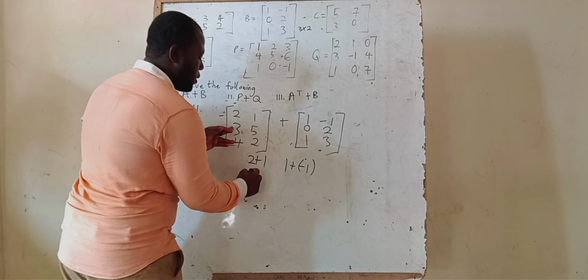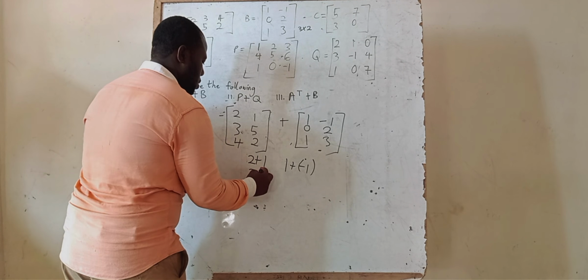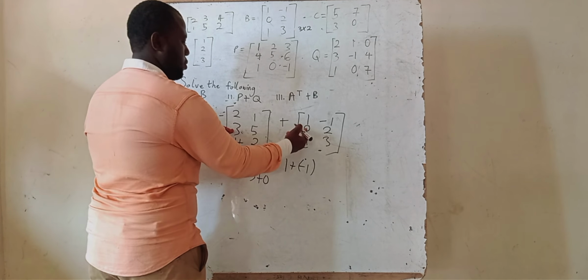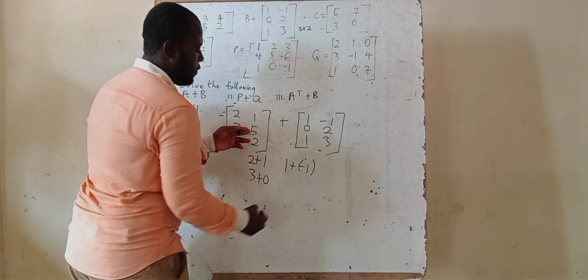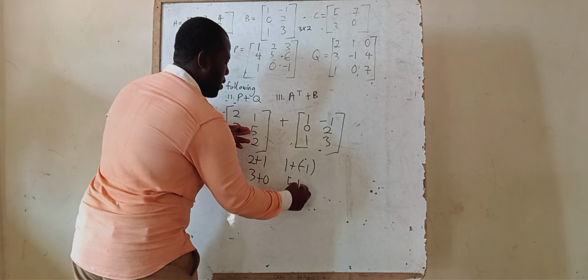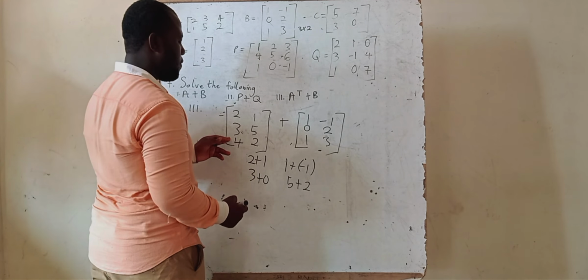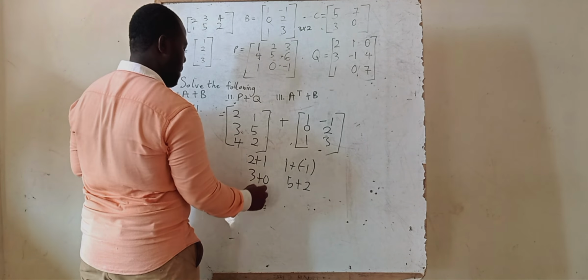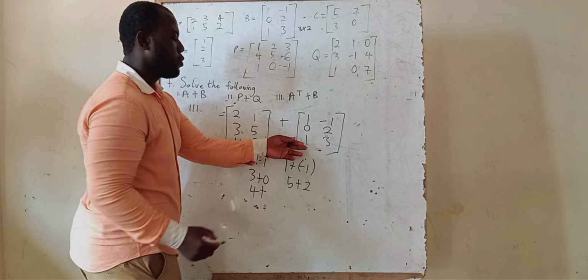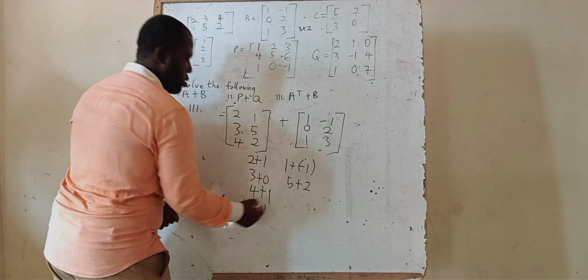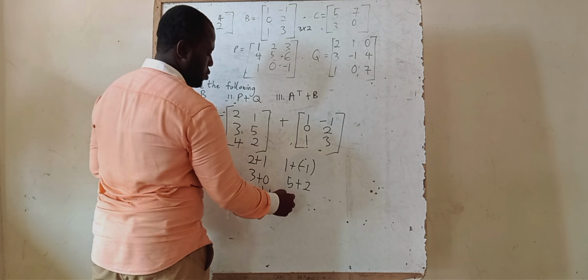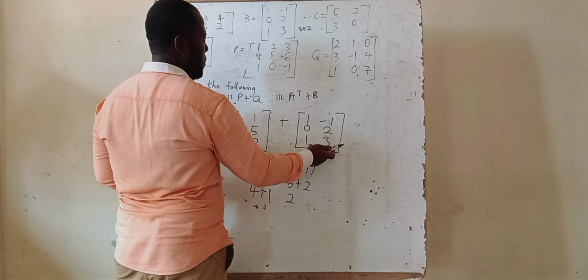This one will become 3 plus 0, 5 plus 2. This one will become 4 plus 1, 2 plus 3.